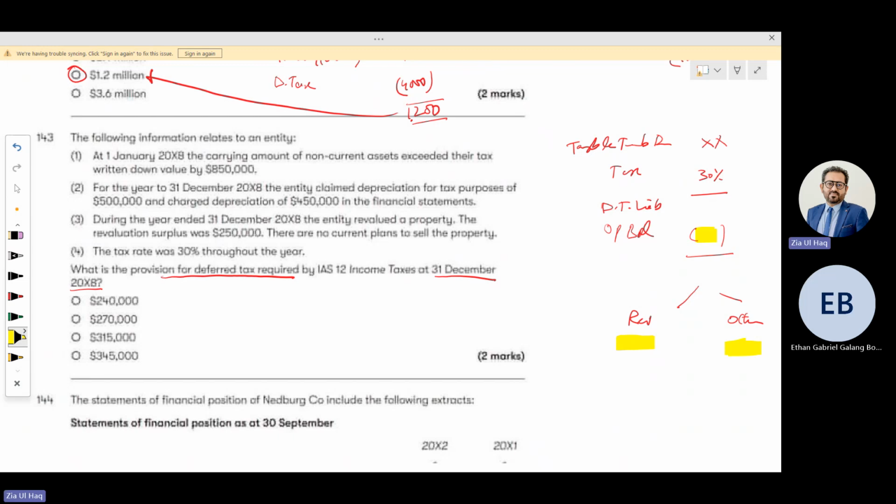850 multiplied by the tax rate. Or you can say the opening balance without charging tax is 850. Number 2: for the year to 31st December 20x8, the entity claimed depreciation for tax purposes of 500 and charged depreciation of 450 in the financial statements. Depreciation for tax purposes is 500, charged in actual 450, and there is an increase of profit by 50 without charging tax.